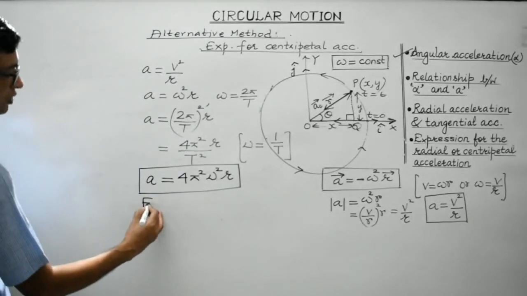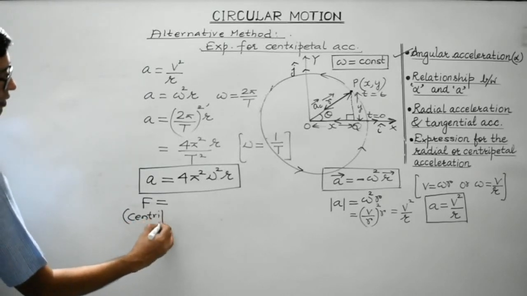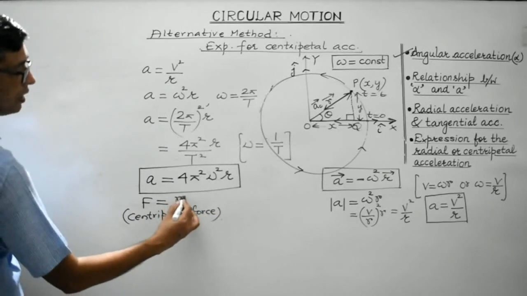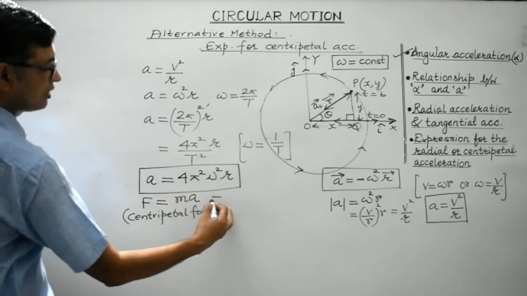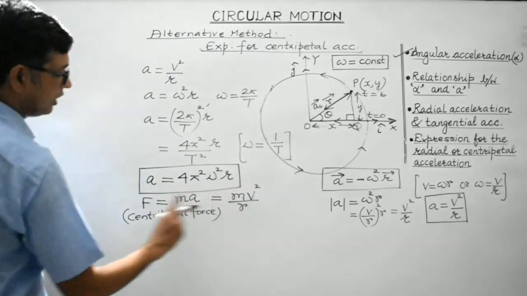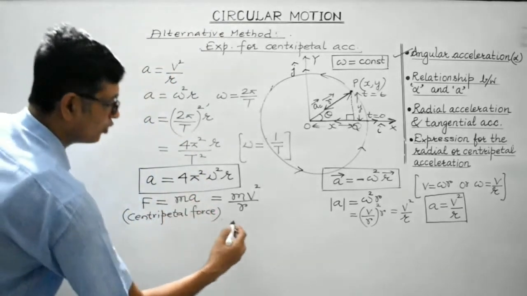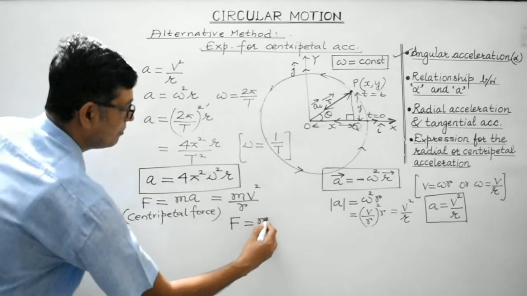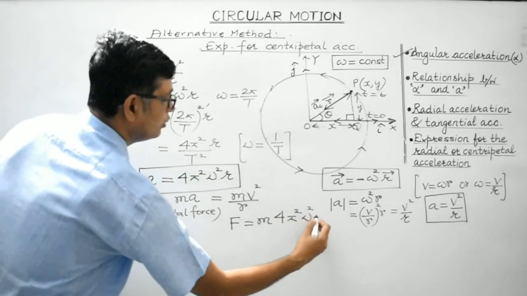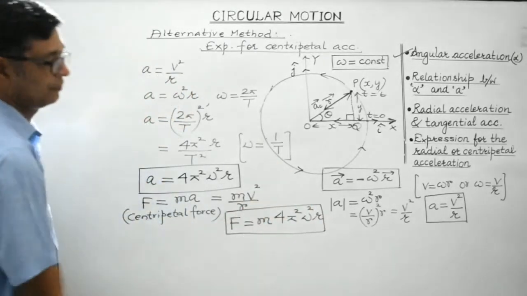So what about centripetal force then? Force, you are aware, as per Newton's second law, is mass into acceleration. So what we get is m a, with a equal to v square by r. So F equals m v square by r. That gives the expression for the centripetal force. So centripetal force may also be written as m multiplied by a. You can substitute this value of a, that is 4 pi square nu square r. So this is another expression for the centripetal force.